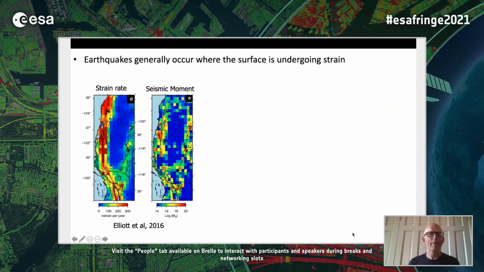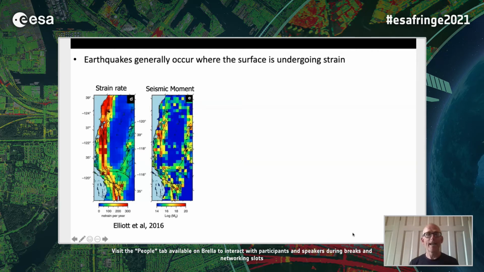Okay, so a key motivation for measuring interseismic strain is because earthquakes generally occur where the Earth is undergoing strain. And you can see that quite nicely here in this figure. So on the left is plotted interseismic strain. So this comes from California, where there's a really dense network of GNSS. And on the right, you can see total seismic moment. And overall, there's a good correlation.